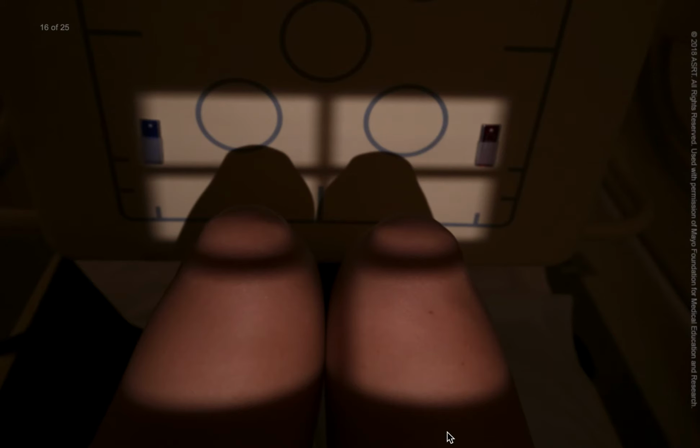A tangential projection using the Merchant method can be performed to obtain a bilateral image of the patellae. Positioning begins with the patient seated at the end of the radiographic table. Both knees are positioned at the edge, and the legs are secured on a specially designed, adjustable image receptor holder and support device. Adjust the position of the patient's knees until the femurs are parallel with the plane of the table, and flex the knees 40 degrees.